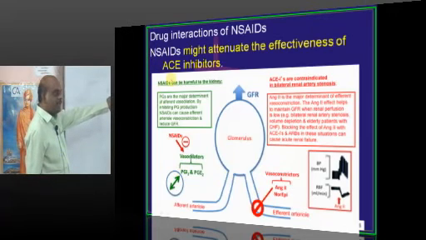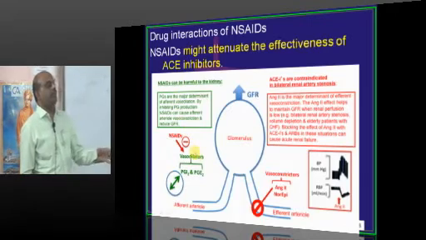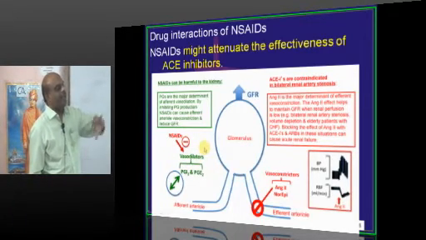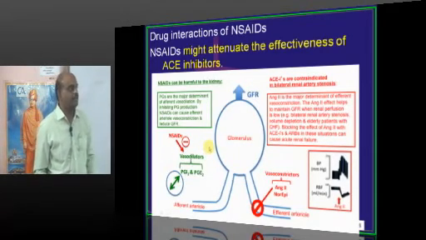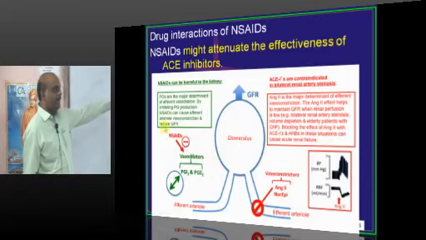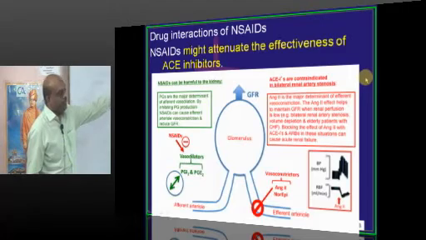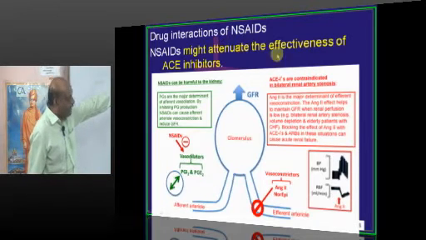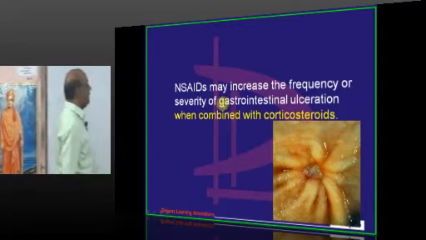Whereas if NSAIDs are used, what will they do? They diminish prostaglandin production. Prostaglandins normally increase blood flow to the kidney, and that effect is prevented. So blood flow to the kidney is diminished by usage of NSAIDs. Normally ACE inhibitors are known to improve the blood flow to the kidney. So hence they have opposite effects to that of the ACE inhibitors. Hence they will attenuate the effectiveness of ACE inhibitors. That's what we need to basically remember.